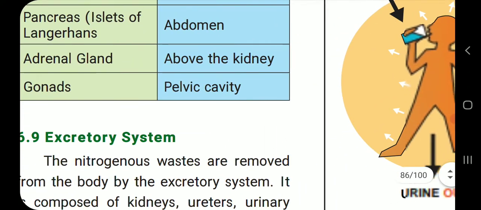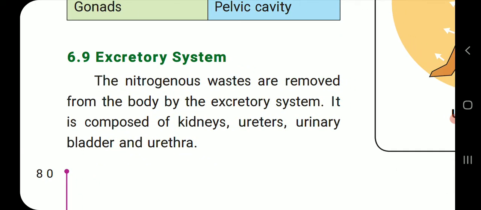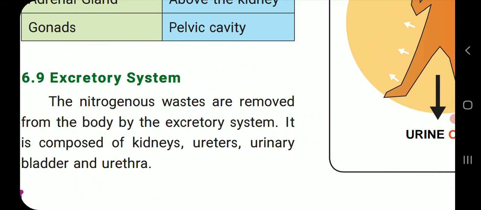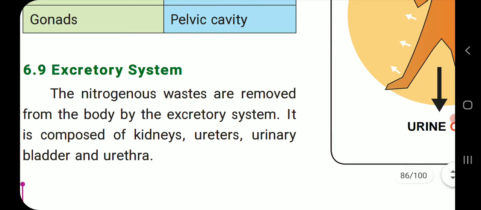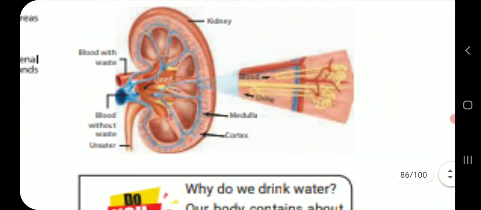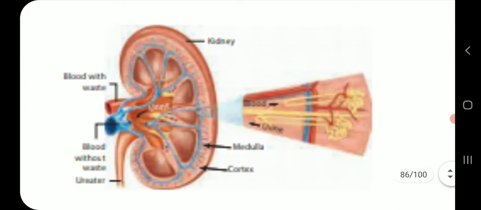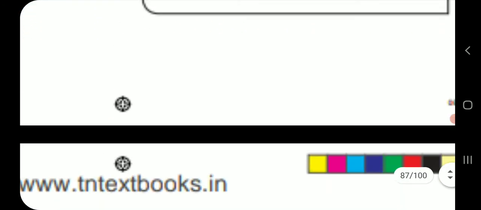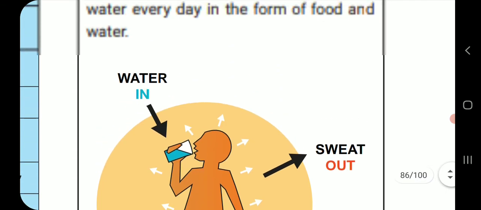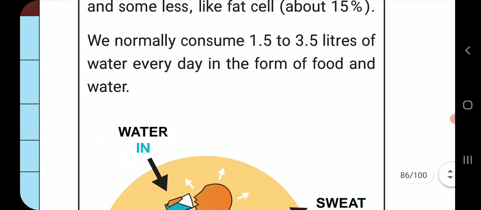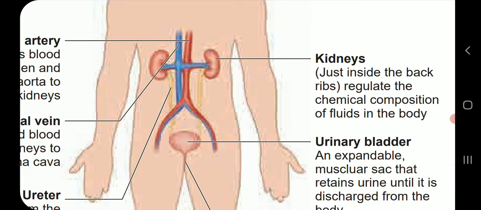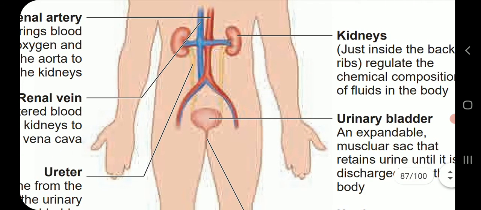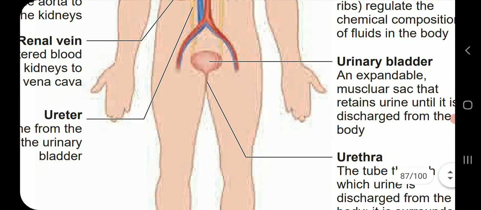Coming to the excretory system, the nitrogenous waste is removed from the body by the excretory system. It is composed of kidneys, ureter, urinary bladder, and then the urethra. Okay, this is the kidney. Now the amount of water to be consumed by the human body is 1.5 to 3.5 liters of water every day. Then coming to this, these are the two kidneys. This yellow tube is called the ureter, and we have the urinary bladder, finally the urethra.